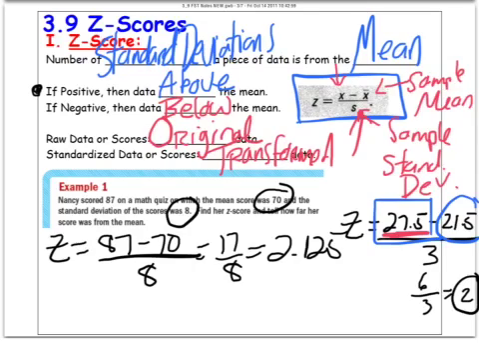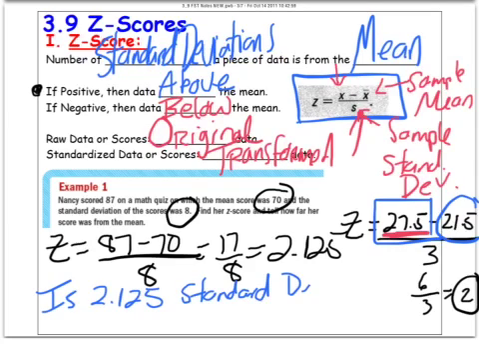Now, tell how far her score was from the mean. Here's how you would say it. You would say that Nancy's score is 2.125 standard deviations. Now, do we say above or below? Here it's going to be above the mean.